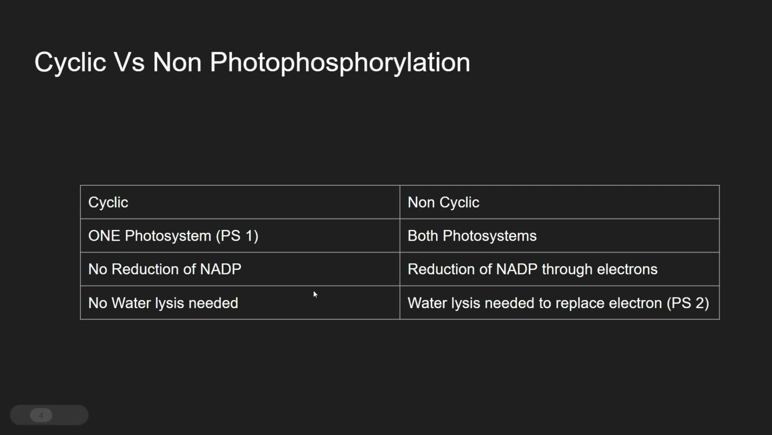As you can see, no reduction of NADP. There's only one photosystem because you don't need the water lysis, which occurs in photosystem 2. And no electron is used up, so no water lysis is needed.